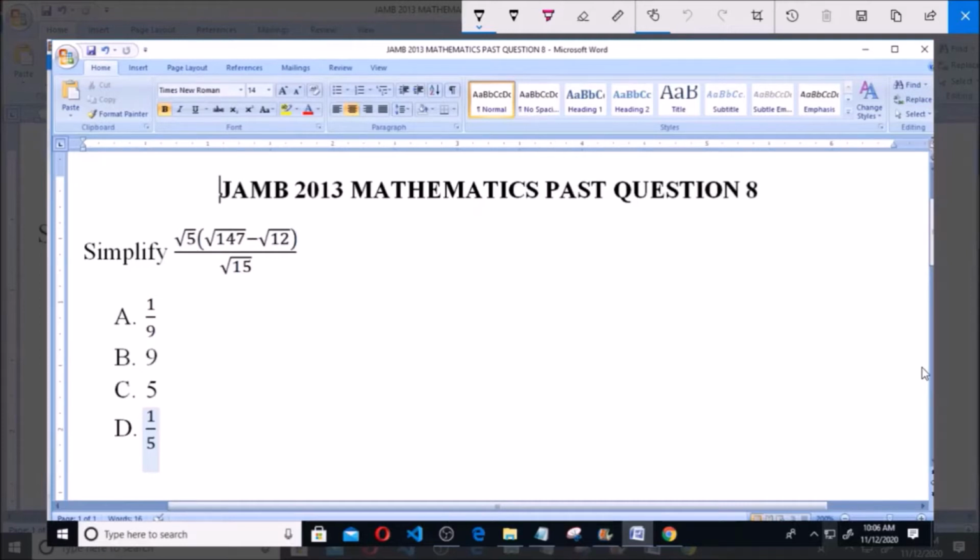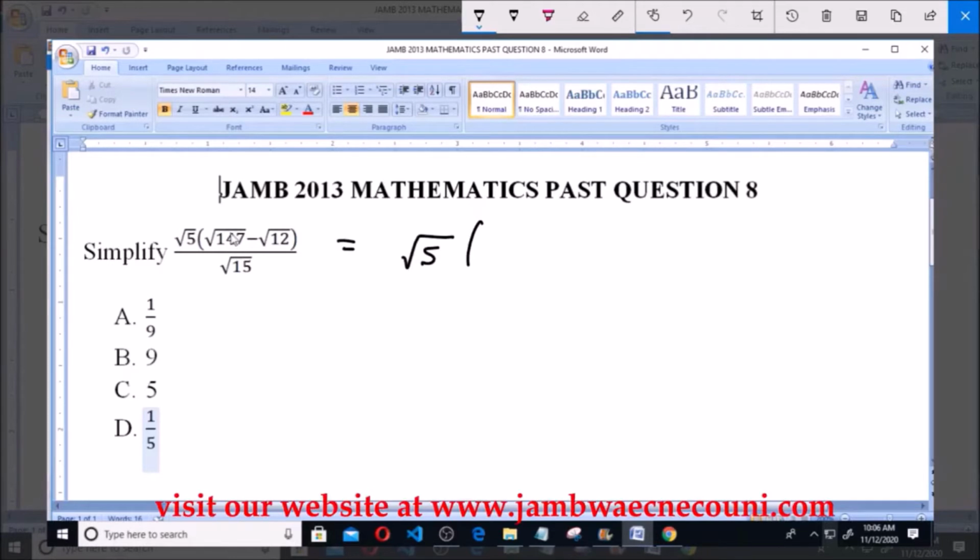Simplify root 5 multiplied by root 147 minus root 12, in brackets, all over root 15. Now, we have to simplify this. So this is equal to root 5 into root 147. 147 can be expressed as a product of a perfect square and another number. Now, the perfect square that is a factor of 147 is 49. 49 multiplied by 3 will give us 147.